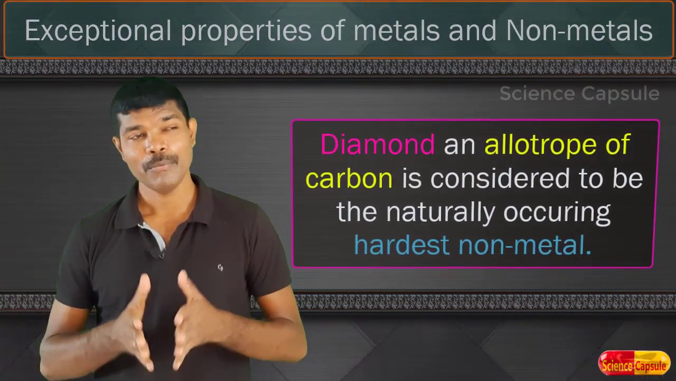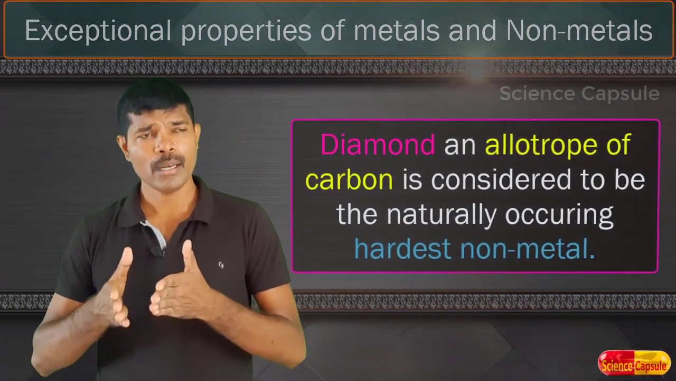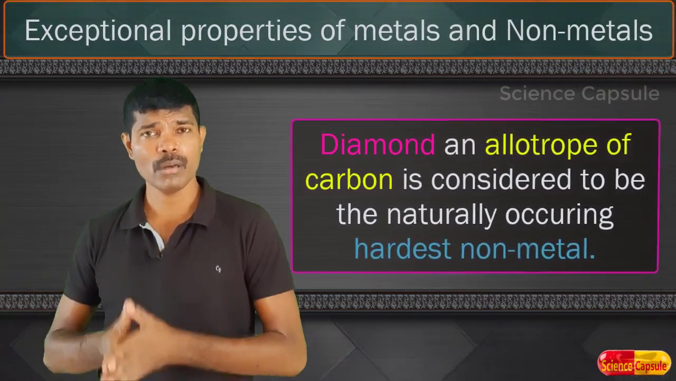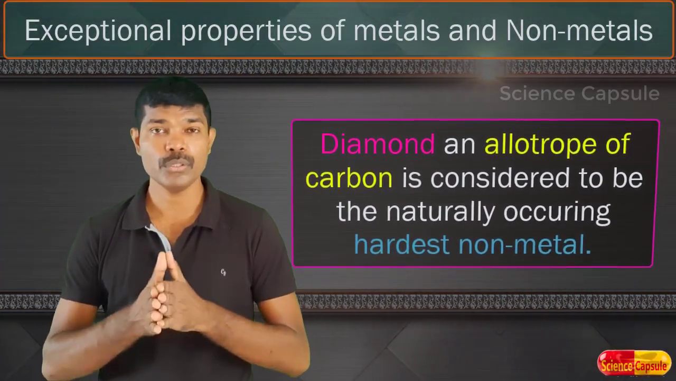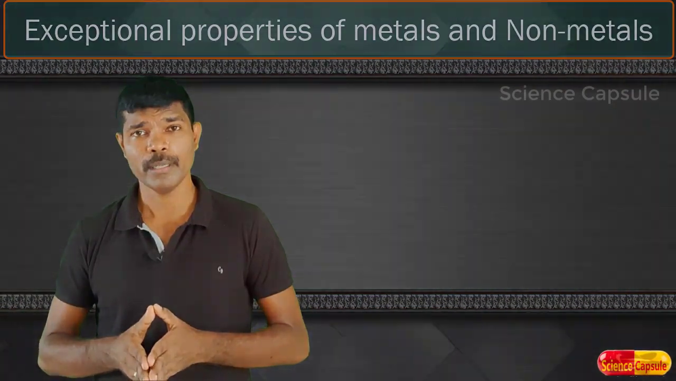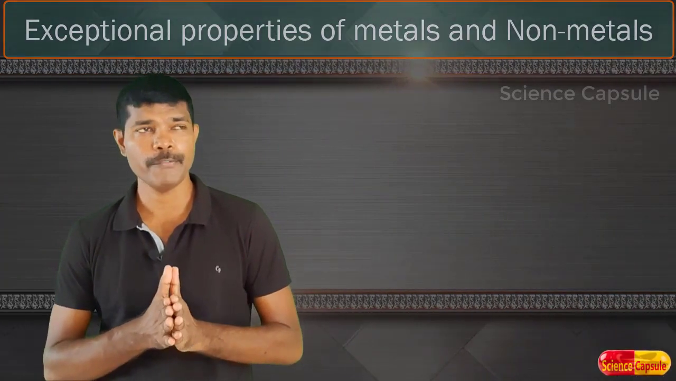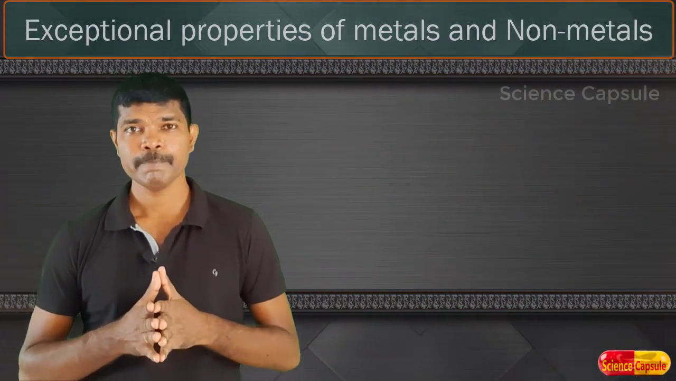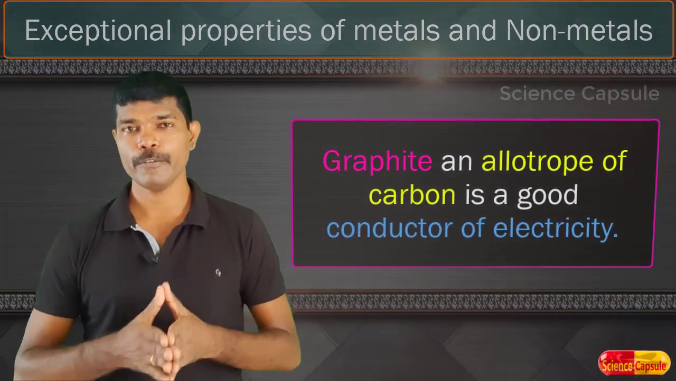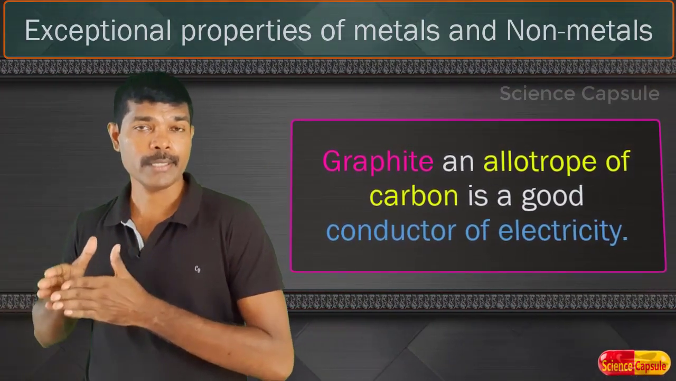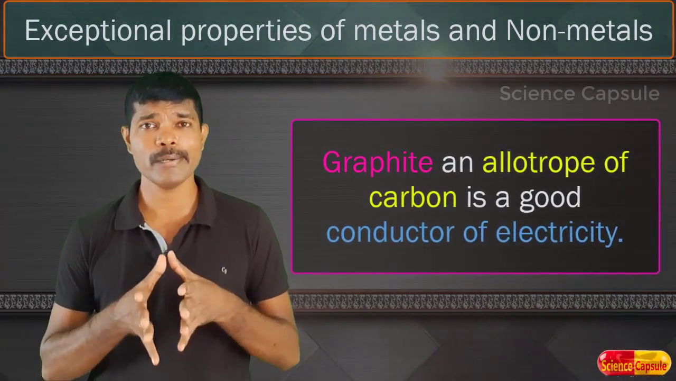So can you imagine, we have been discussing that all the non-metals are soft in nature, but an allotrope of carbon, that is diamond, which is a non-metal, is very hard in nature. So this is one of the major exceptions of non-metals. In our discussion, we have seen that non-metals are poor conductors of heat and electricity, whereas one exception among non-metals is graphite, an allotrope of carbon, which is a good conductor of heat and electricity. So here it is an exception. The allotropes of carbon, that is graphite and diamond, show some exceptional characteristics in case of non-metals.